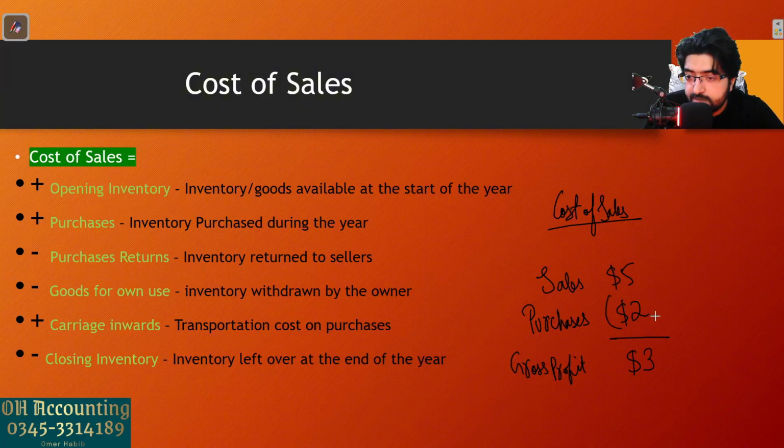So let me put this in brackets to show that we subtract this. What are purchases in this case? Purchases are your cost of sales. If you did not purchase this pen, you would not be able to sell it. So what is cost of sales? The costs that are necessary to make sales possible. So unless and until you purchase something, you cannot sell it. So purchases are your cost of sales in a way.